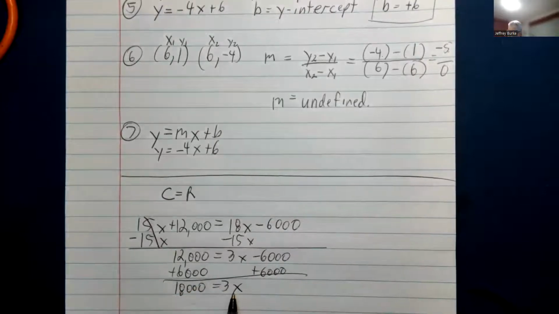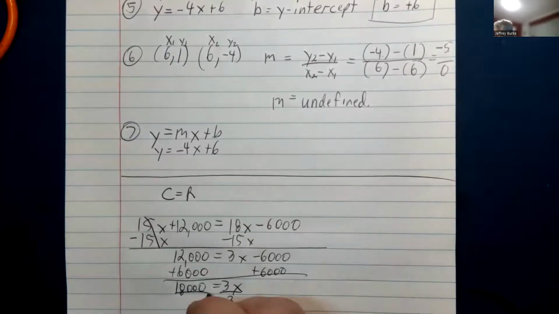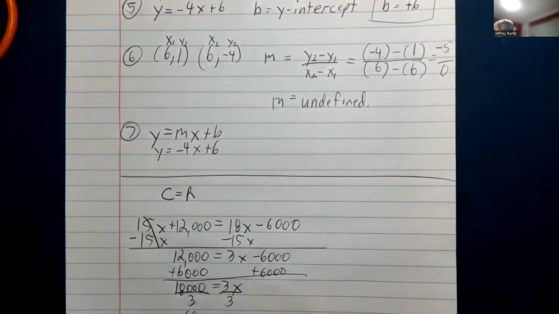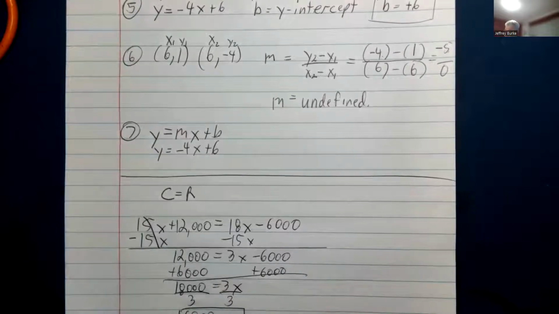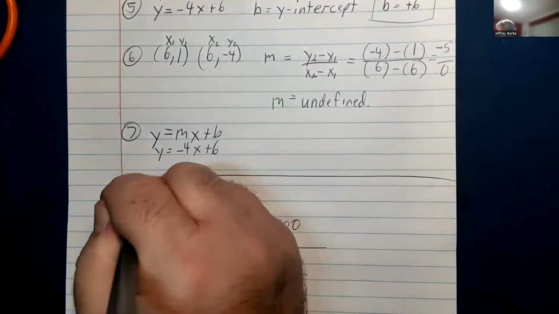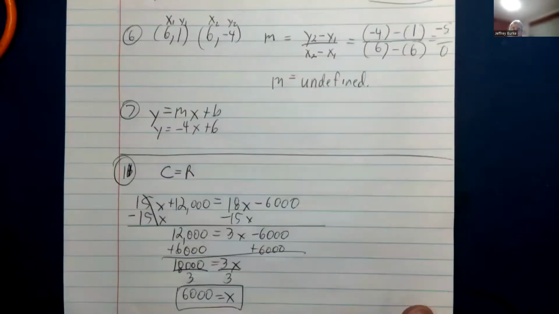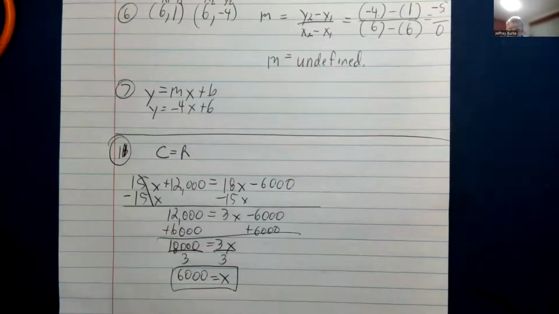And remember that x is the number of units this company has to sell in order to break even on how much money they're expending to produce this. So if I divide both sides by 3, we're going to get x. 18,000 divided by 3 is going to equal 6,000. So you have to sell 6,000 of these units in order for the company to break even. So that's going to be the answer to question 11. So 6,000 equals x.